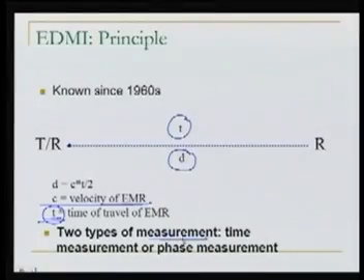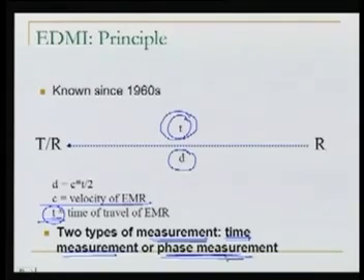Now over here I am writing that there are 2 types of measurements possible. One is the time measurement and the other is the phase measurement. Basically, in order to find this value of t, either we can measure it directly by the time measurement principle, or we can measure it indirectly using this phase measurement principle. We will look into these later on.